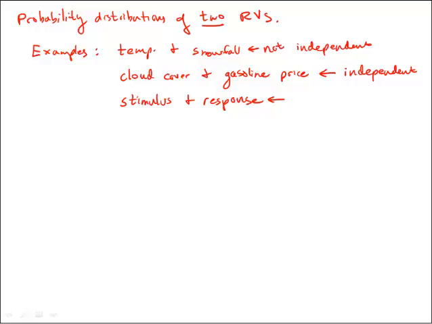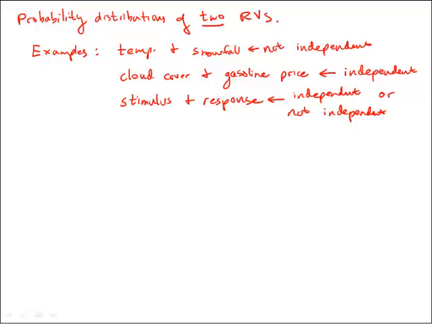Stimulus and response can be independent if the stimulus has no effect on the response, or they can not be independent if the stimulus influences the response, or if you can read the response and take a good guess about the nature of the stimulus.